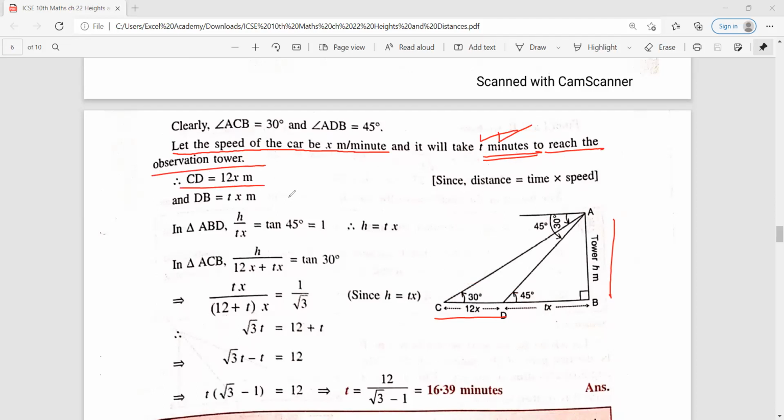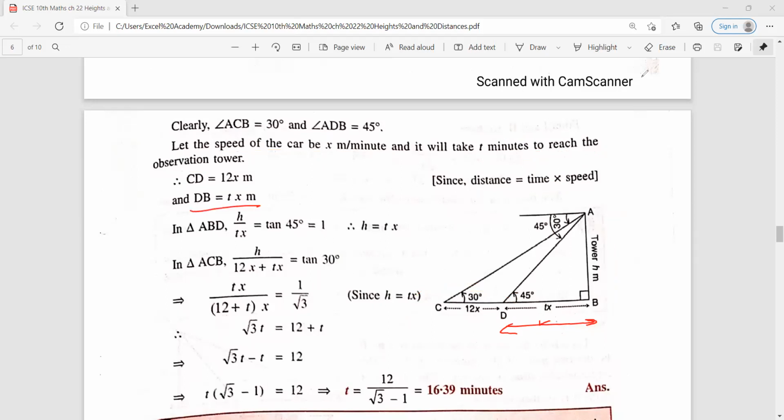तर बघा, सीडी कसं आलं बाबा हे? डिस्टन्स इक्वल टू टाइम इंटू स्पीड. हाऊ मच टाइम डज इट टेक फ्रॉम सी टू डी? 12 मिनिट्स. आणि स्पीड किती आहे? x मीटर पर मिनिट. त्यामुळे हे मिनिट कॅन्सल होता. त्यामुळे डिस्टन्स CD येणार आहे 12x मीटर डायरेक्टली. डू यू अंडरस्टँड? नंतर फ्रॉम D टू B इट टेक्स t मिनिट्स. So x speed is same, speed is not going to change. So DB will be tx meter.